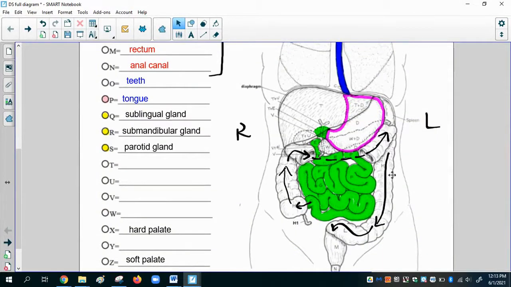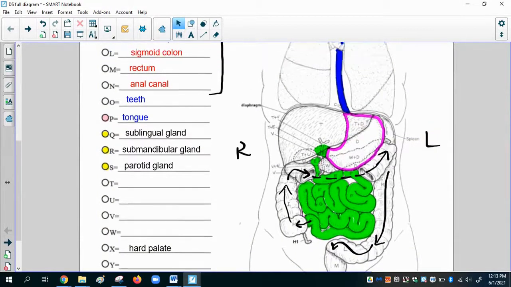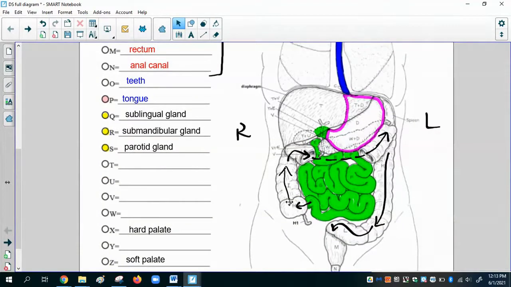I'm going to go ahead and color all parts of the large intestine the same color. And I'm going to choose a light color so I can continue to see my letters.